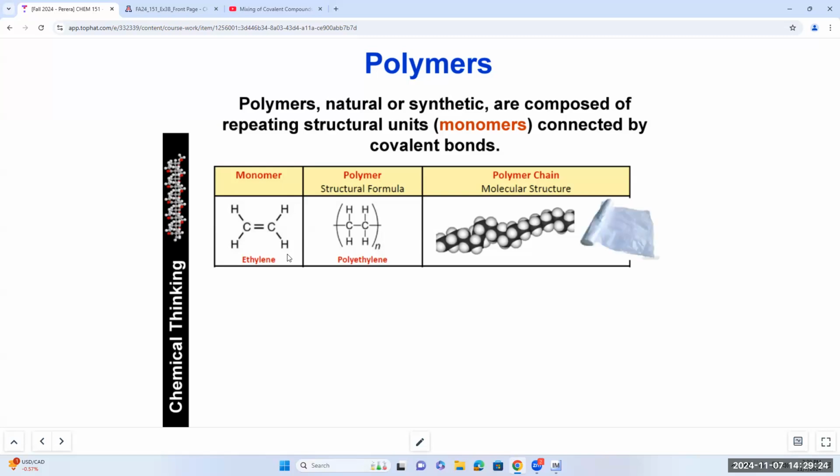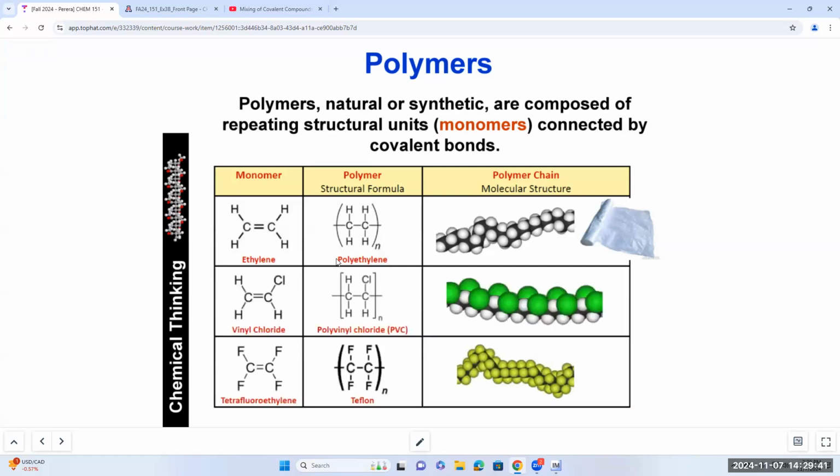Now, here's what I'm going to do. I'm going to do another example now. It's the same example I did in my notebook. In this case, I am going to replace one of these hydrogens, not all of them, just one, with a chlorine atom. Guess what? When you do that, I'm going to get another polymer called polyvinyl chloride. This is also known as PVC.